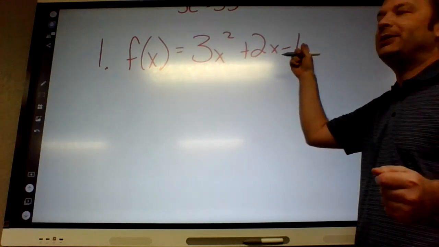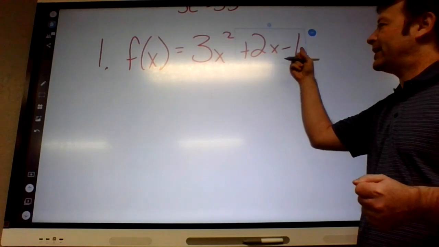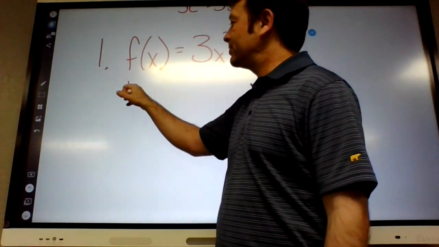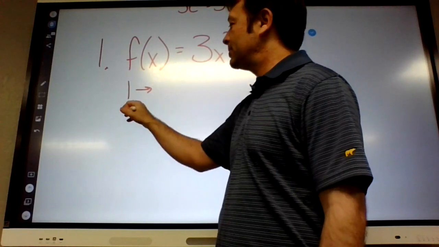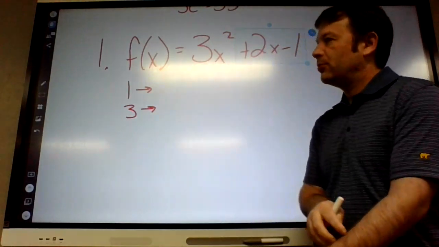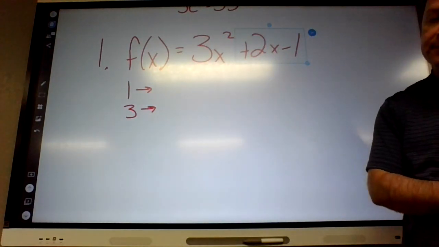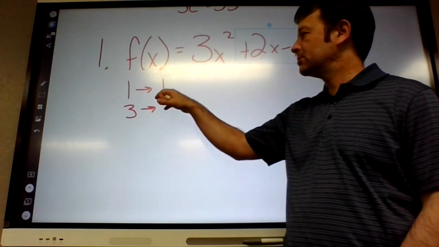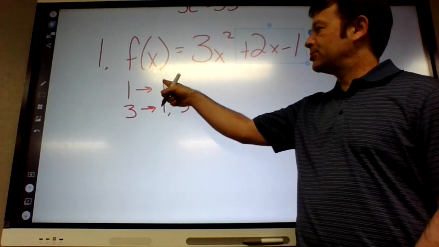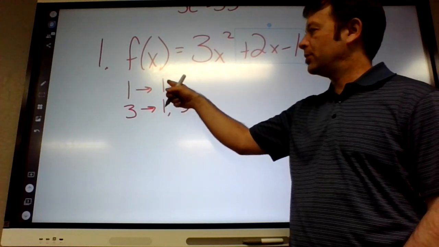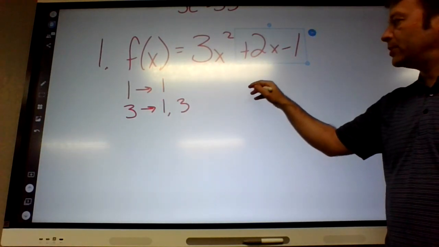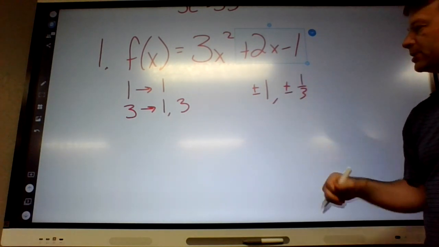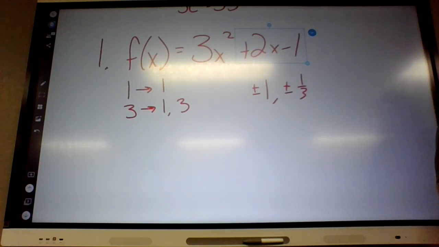Remember what we did yesterday. It was factors of the last over factors of the first. So factors of 1 over factors of 3. What are the factors of 1? 1. What's the factors of 3? 1. So it's 1 over 1, 1 over 3. 1 over 1 is just 1, and 1 over 3, 1/3. And remember, they can all be positive or negative.